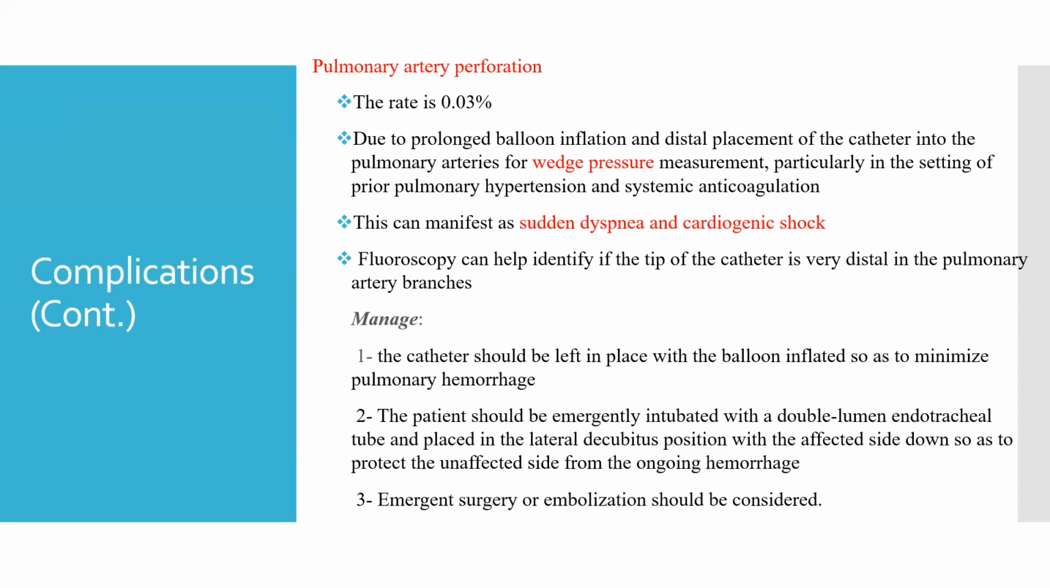So it's an emergency situation. The catheter should be left in place, do not remove it. And the balloon should be inflated to minimize pulmonary hemorrhage. The patient should be emergently intubated with a double lumen endotracheal tube. He is put in the lateral decubitus position, with the affected side on the lower side to protect the unaffected side from ongoing hemorrhage. And probably you should call for emergent surgery or embolization if technically feasible.